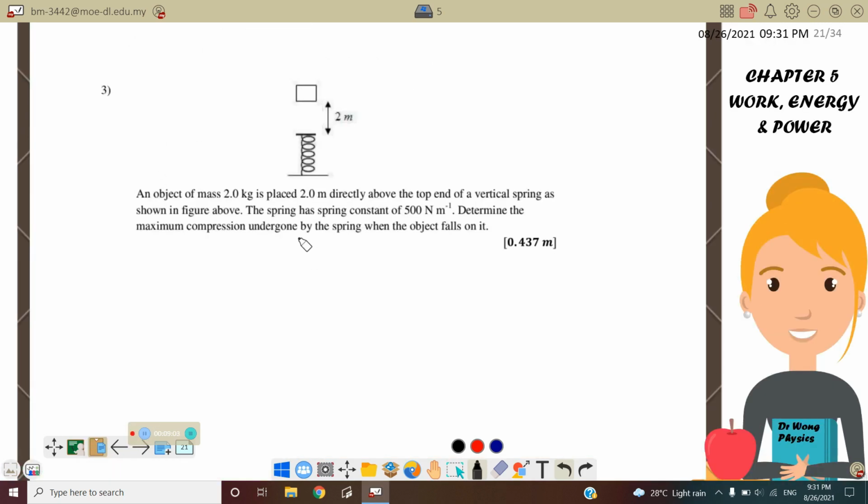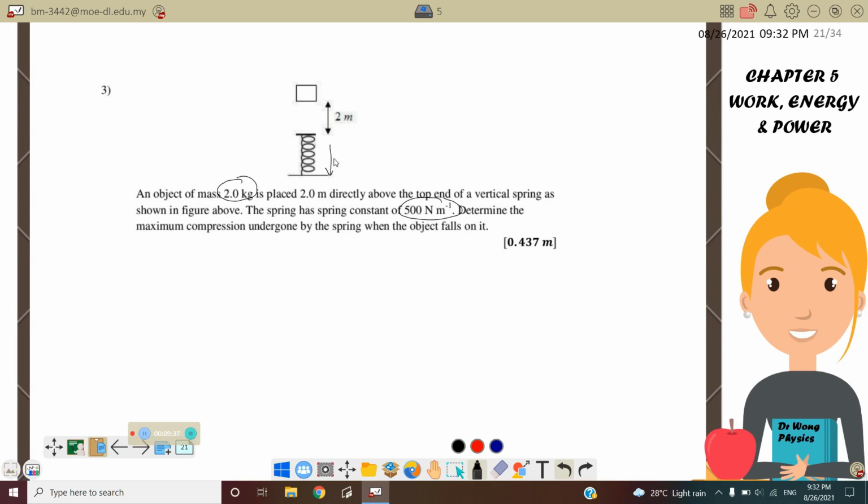Question number 3 involves a spring, but for these questions there's no frictional force. So questions number 1, 2, 3, no frictional force, so we don't need to consider the work done to overcome the friction. So for question number 3, an object of mass 2 kg is placed 2 meter directly above the top end of the vertical spring as shown in the figure. The spring has a spring constant, so this is the value K, the spring constant. Determine the maximum compression undergone by the spring when the object falls on it.